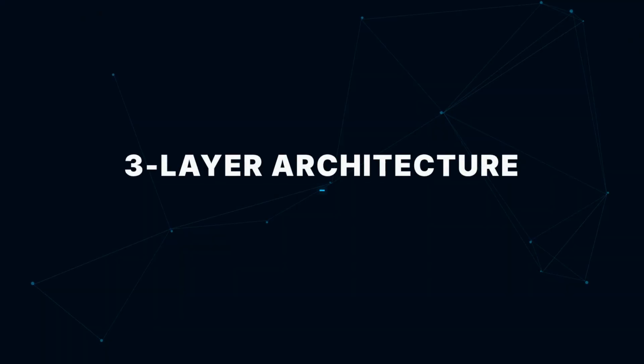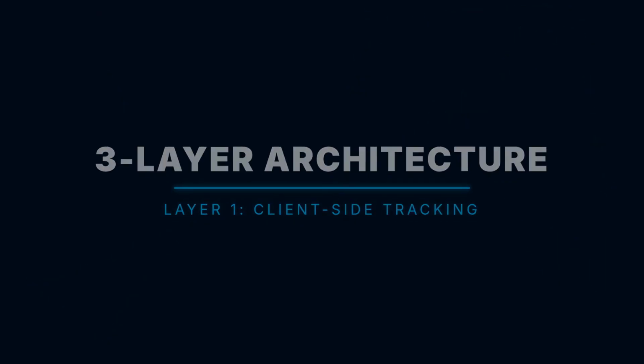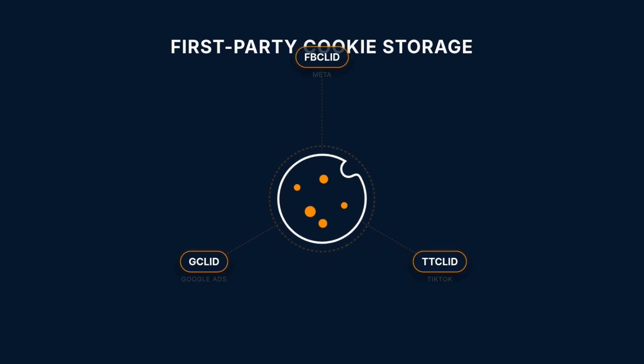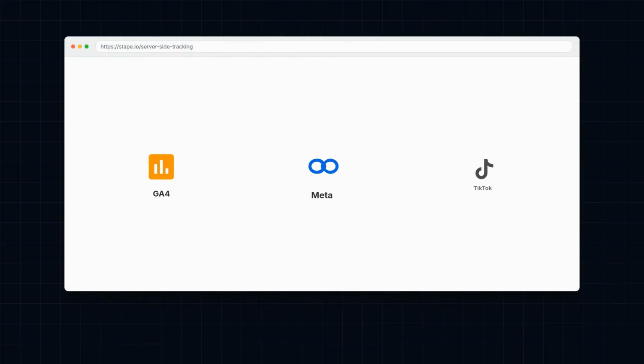Here is the full tracking architecture we are building. 3 layers working together. Layer 1, client-side tracking. GTM web container fires on your website. It captures the click IDs from Google Ads, Meta, and TikTok and stores them in first-party cookies. It also fires the GA4 tag, Meta Pixel, and TikTok Pixel for real-time browser signals.